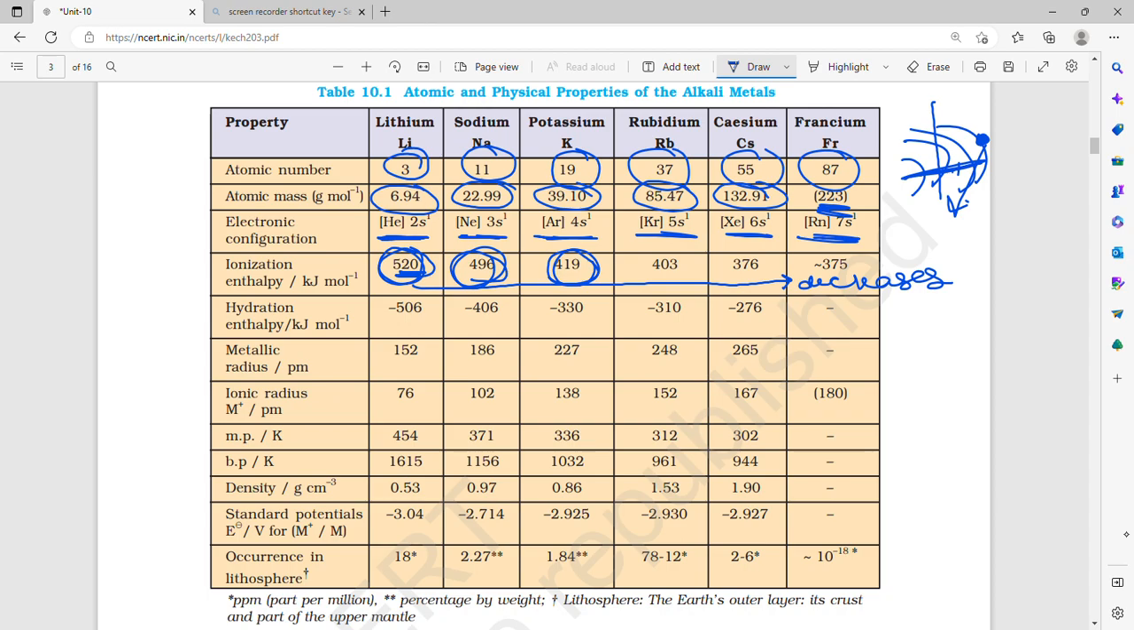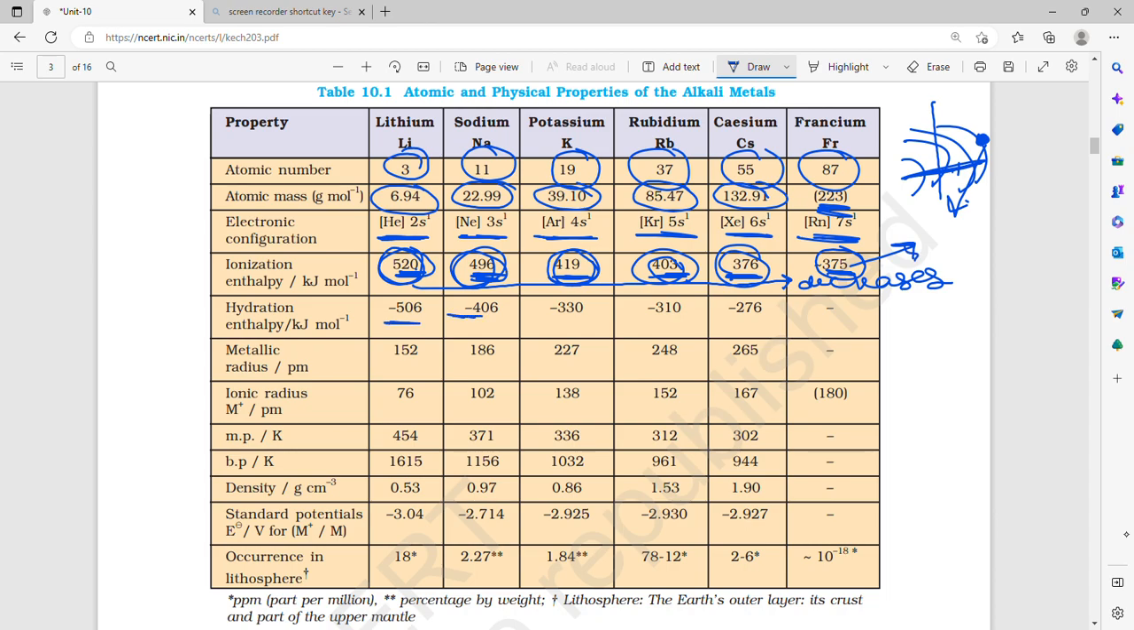So ionization enthalpy is 520 kilojoule per mole for lithium, 496 for sodium, 419 for potassium, 403 for rubidium, 376 for cesium, and approx 375 for francium. Okay, so 520, 496, 419, 403, 376, and 375. You don't have to remember the values as such, but you should remember how ionization enthalpy decreases down the group and why it decreases down the group.